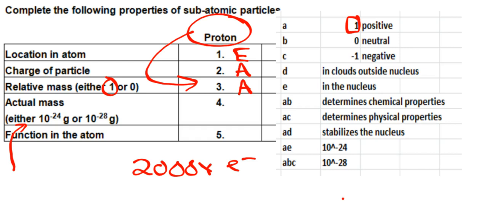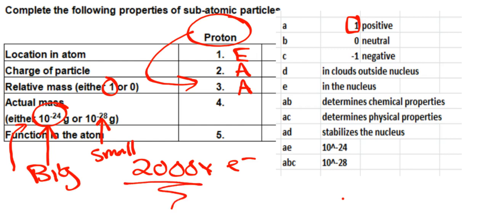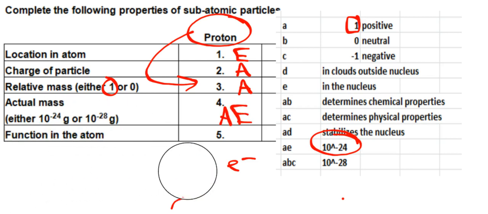The actual mass, it's either 10 to the negative 24, which is the big value, or 10 to the negative 28, which is the small. The proton is much bigger than the electron. We just barely said that right here. So we would say it is the bigger of the two, or 1 times 10 to the negative 24. So that would be AE. And then the function in the atom, that would be one of these three. And from your notes, look and read them, but the function of the proton is AC. That determines the physical properties of the atom.